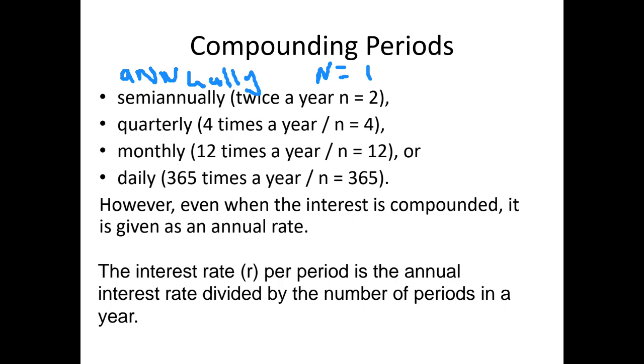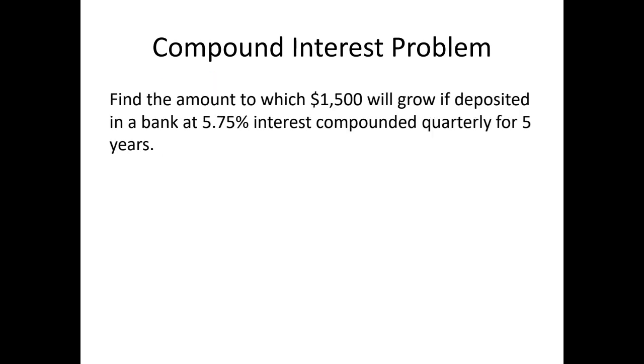Okay. Now, let's go ahead and look at some examples. Let's look at this word problem. Find the amount to which $1,500 will grow if deposited in a bank at 5.75% interest compounded quarterly for 5 years. Okay, so let's see here. When this value that they're giving me, actually, I have it written down, so I don't need my pen.